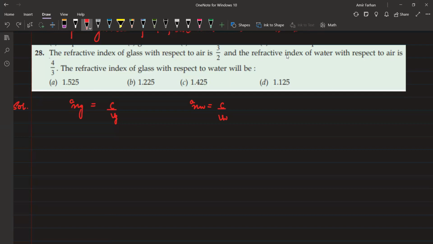And the refractive index of water with respect to air is 4/3. So two refractive indices are given to you. The first one is 3/2. The second one is 4/3. The question is saying we have to calculate the refractive index of glass with respect to water. Which one should I take in the numerator and which one in the denominator? Please tell me.